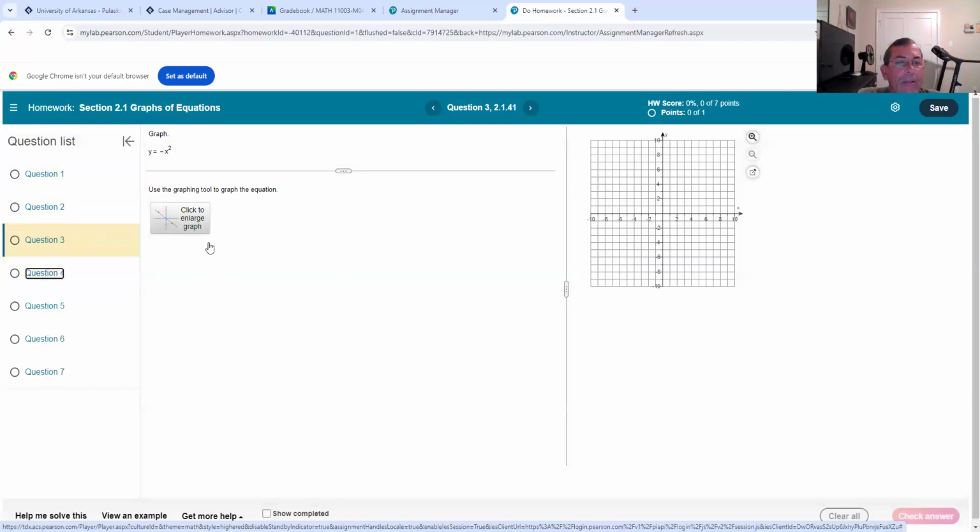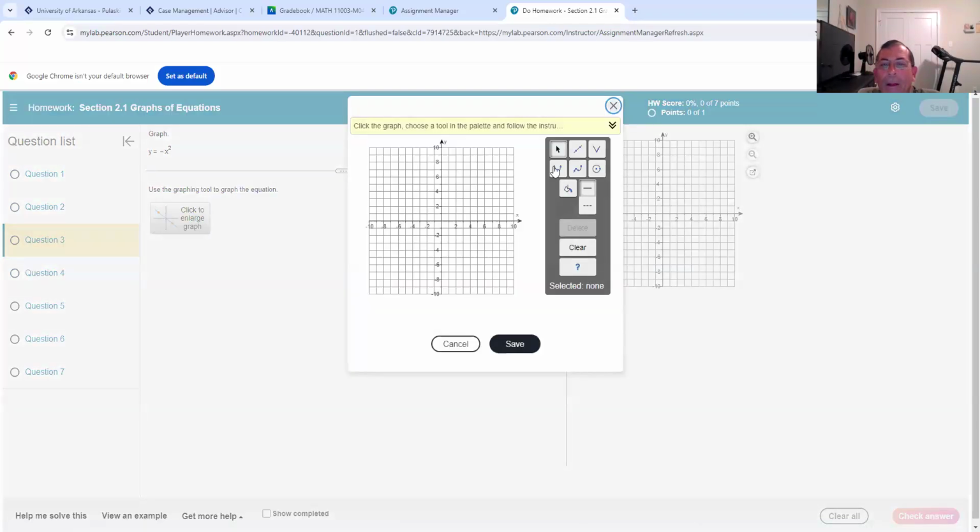All right, so here we are, -x squared. Oh, it gave me the exact same problem this time, so we're good to go. I'm going to click to enlarge graph. Remember, we want this 3-point quadratic tool, so click that. And then it don't matter what order you go on this one, okay? So I'm going to go to -1, -1, right? 0, 0. And then I had +1, -1.